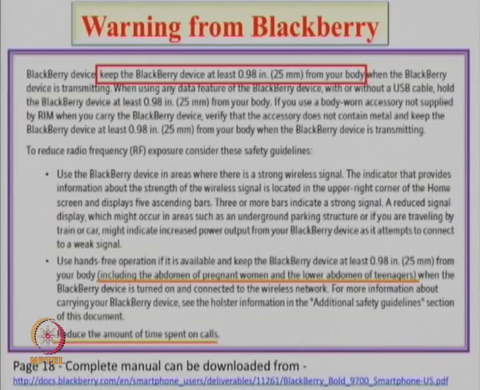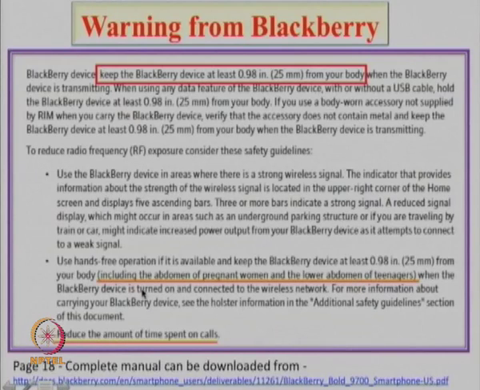I don't think so. You make a call like this, or maybe like this, or maybe you sometimes do multitasking also, right? You do the driving also like that. So where is the radiation going? The radiation is going towards your entire body.